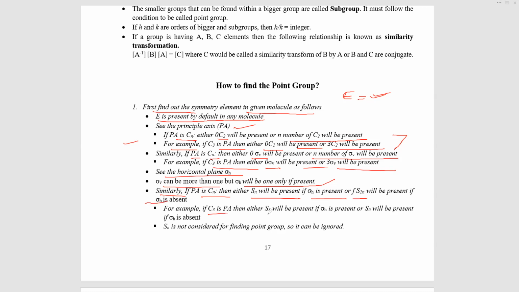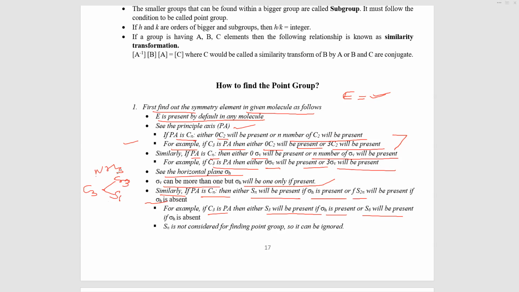For example, if C3 is the principal axis, then S3 will be present if sigma h is present in that molecule. But S6 may be present when sigma h is absent in that molecule. For example, NH3. It has a C3 principal axis. So there are two possibilities: Sn will be present, meaning S3 will be present, or S2n, meaning S6 will be present.